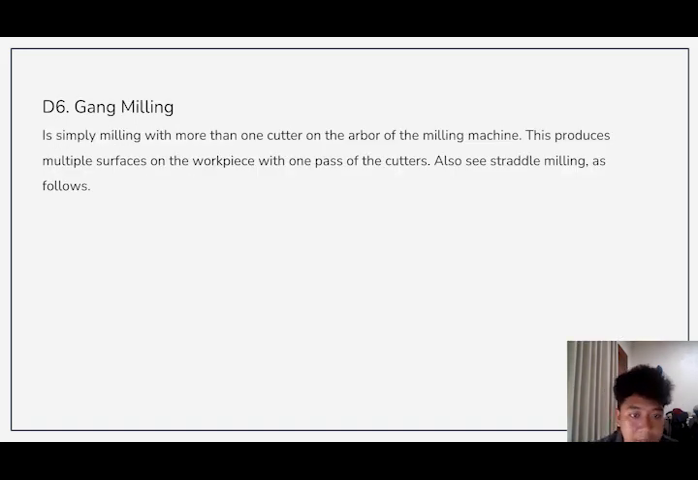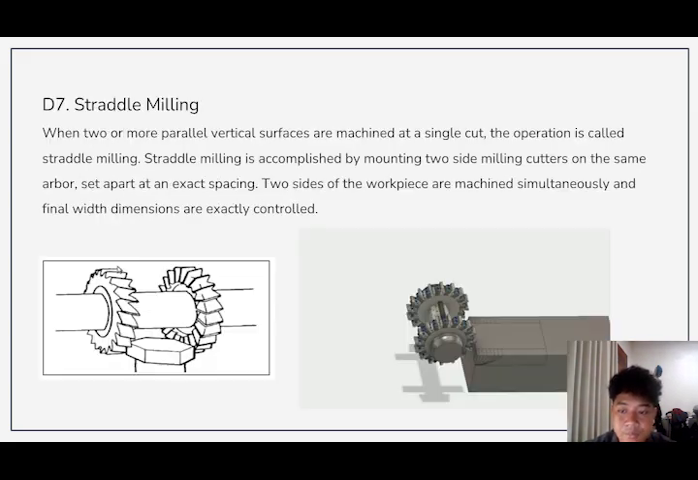Next one is gang milling. It's simply milling with more than one cutter on the arbor of the milling machine. This produces multiple surfaces of the workpiece with one pass of the cutter. Also see straddle milling as follows.